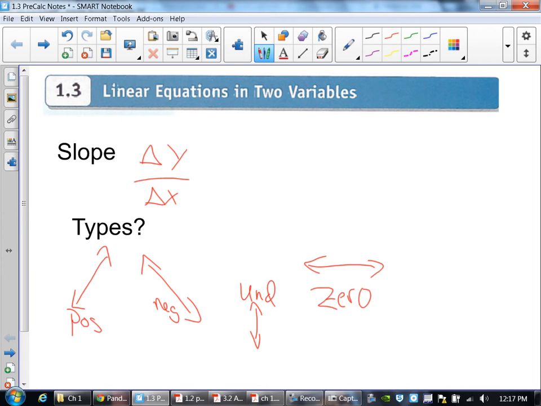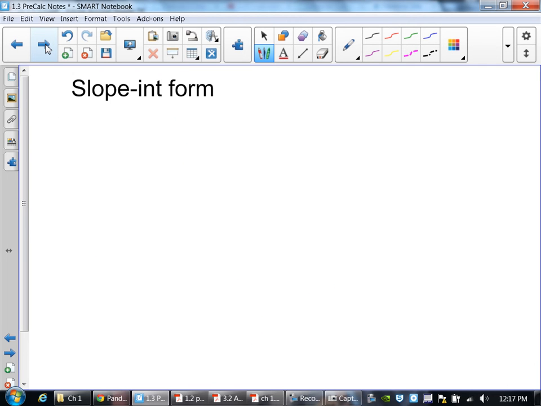What's perpendicular to a horizontal line? A vertical line. What's perpendicular to a vertical line? A horizontal line. You have no idea how many times you guys will mess that up. It seems so unbelievably simple, but yet when you have to write equations of lines, you will forget how parallels and perpendiculars work with undefined and 0 slopes. It happens all the time. So just remember that. Slope-intercept form, what did that look like?